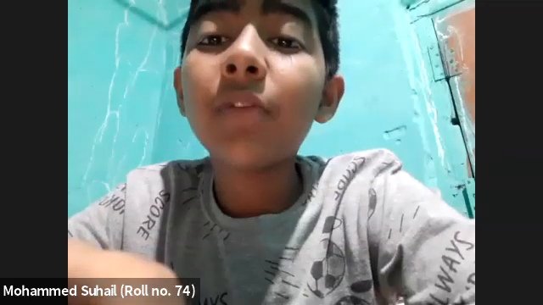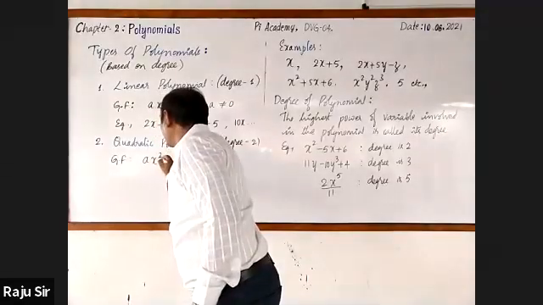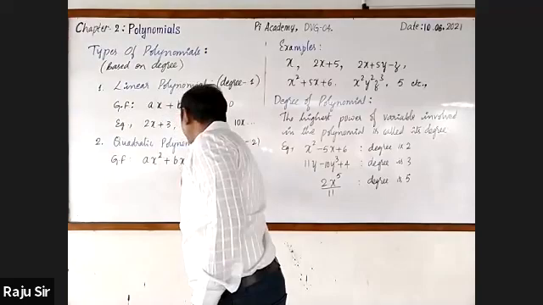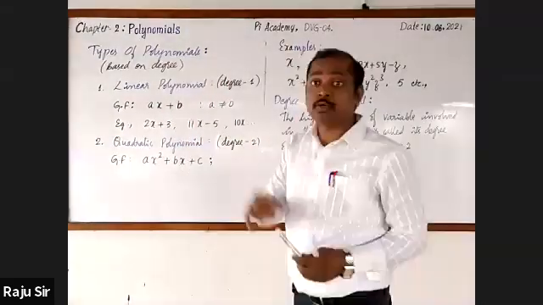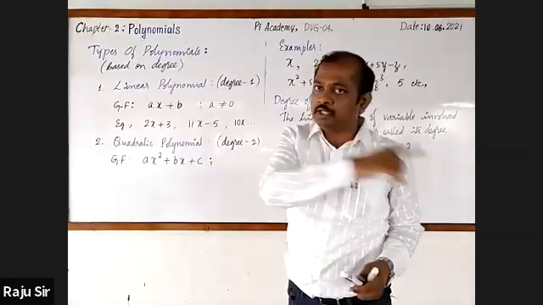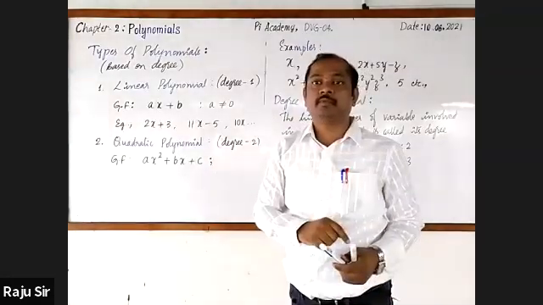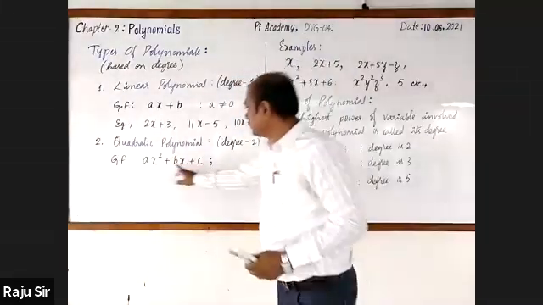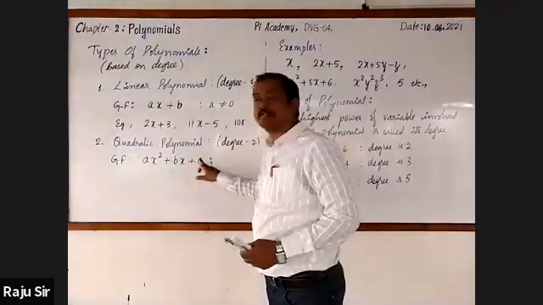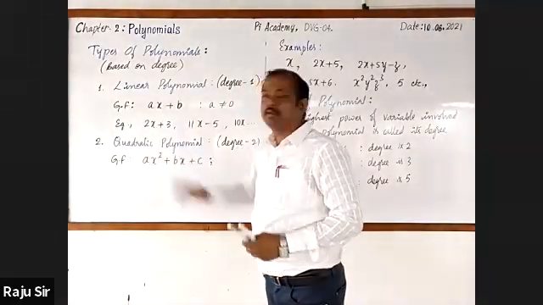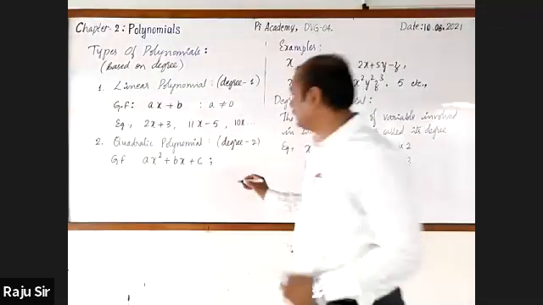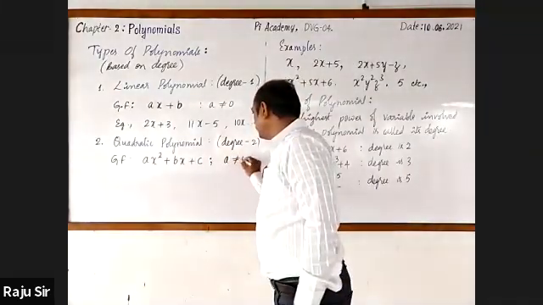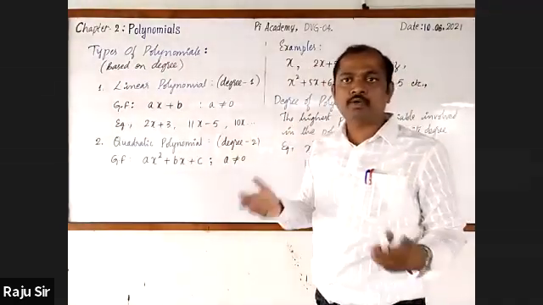It is ax square plus bx plus c. You must not write equal to 0. If you write equal to 0, it will be an equation. But we want only polynomial. It is an expression. So only ax square plus bx plus c. This is the general form of quadratic polynomial. Here also, a should not be equal to 0. b may be 0, c may be 0.